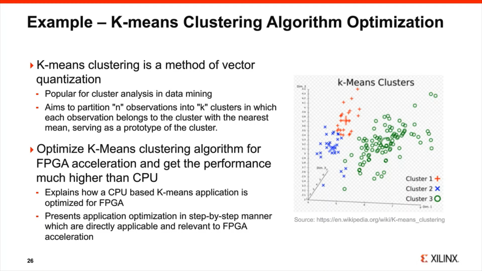K-means clustering is a method of vector quantization that is popular for cluster analysis in data mining. K-means clustering aims to partition n observations into K clusters, in which each observation belongs to the cluster with the nearest mean, serving as the prototype of the cluster.